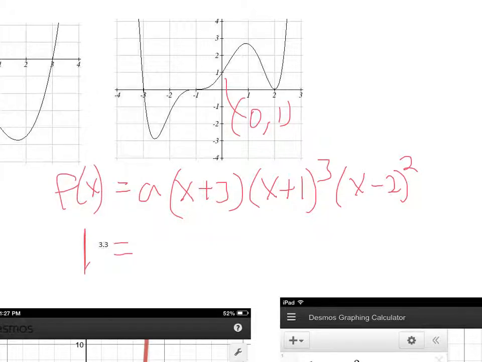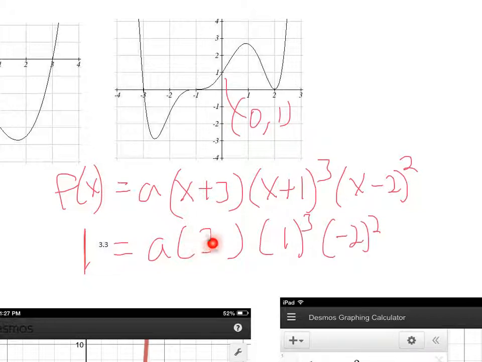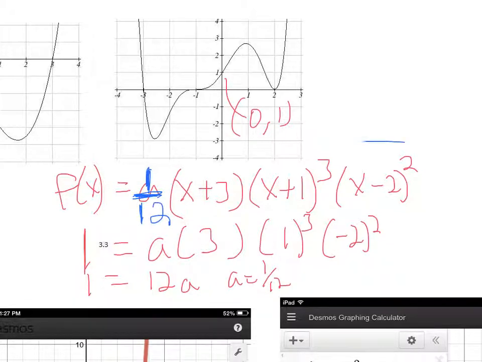So 1 equals a times 0 plus 3, which is 3. 0 plus 1 cubed is still 1. And 0 minus 2 squared, well, that's going to be 4. So 1 equals 12 times a, right? Because 4 times 3 is 12. And then I'm going to divide both sides by 12, so I think a is 1 over 12. So to put that back in perspective, I'm going to be messy and write this as 1 over 12, just so I don't have to rewrite all that.